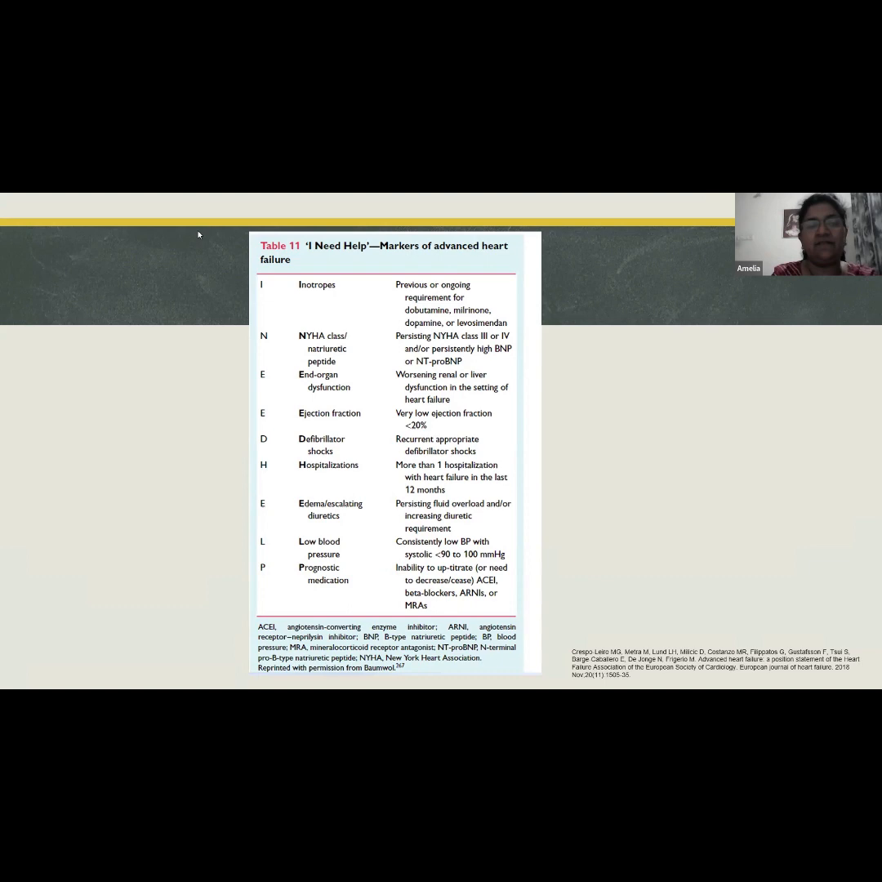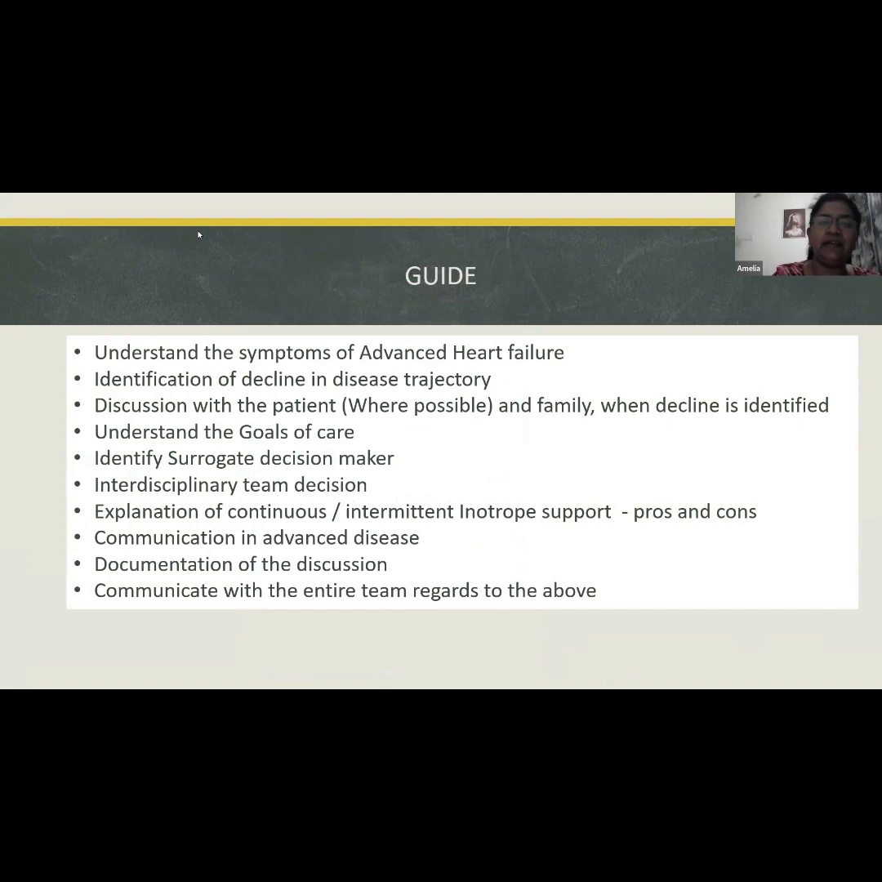So the guide again would be: understand advanced heart failure, identify the decline in the disease trajectory, discuss with the patient where possible, but with the family, definitely. Identify your surrogate decision maker and goals of care. Always do this as an interdisciplinary team, because the skills and knowledge that our pulmonology and cardiology colleagues have, and our knowledge, are different. We bring empathy, emotion, and a holistic approach, but we will not be able to do what we do if we don't work as a team.